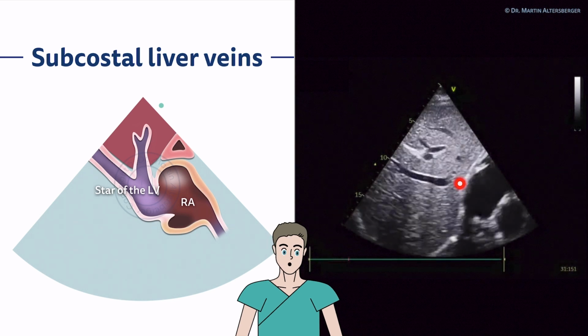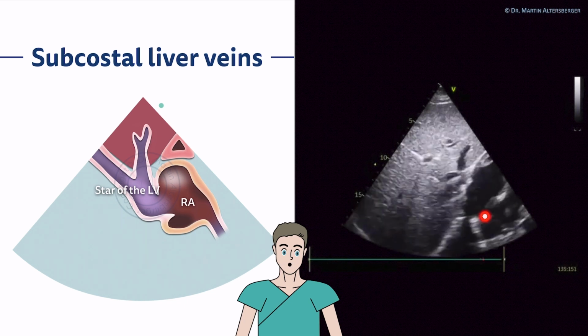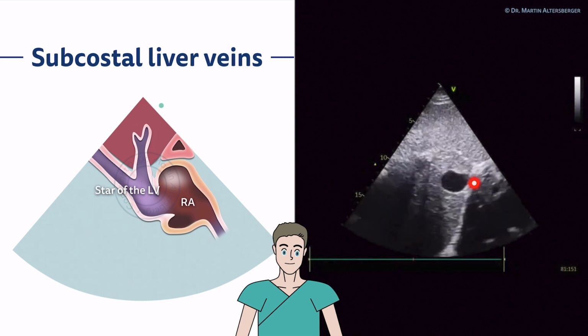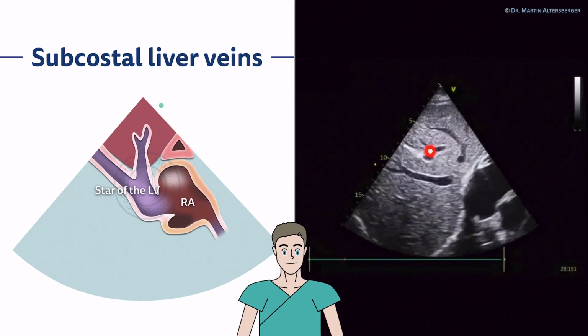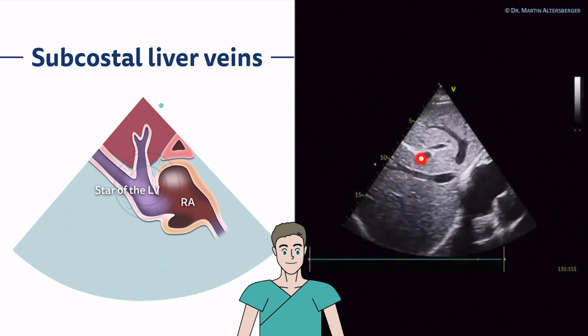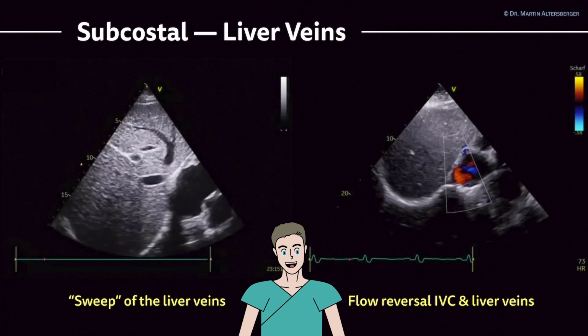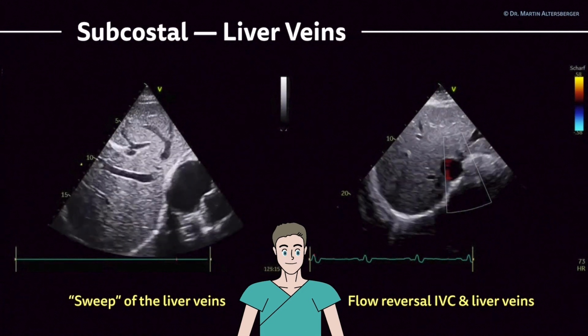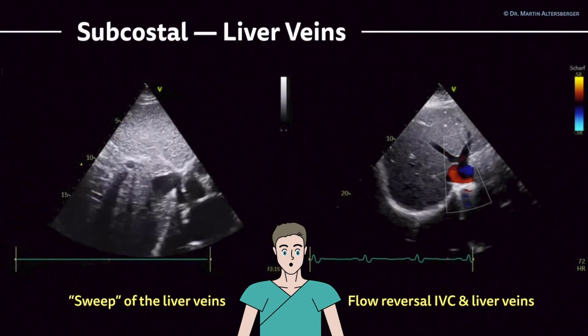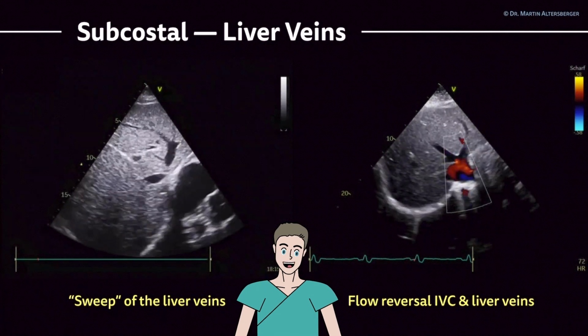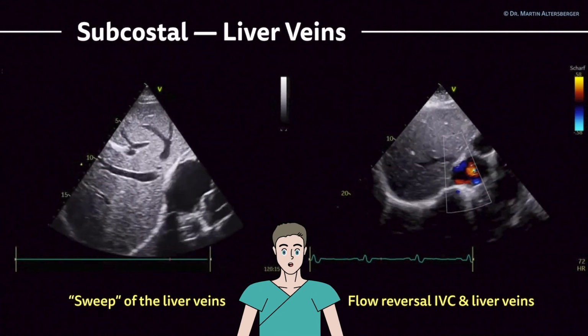So this is the inferior vena cava entering the right atrium. This is the interatrial septum, and then you have the liver veins here. Don't confuse this with a vein. This is actually the portal venous system. With the liver veins, you can use, of course, the B-mode image and just sweep through the liver veins to see how large they are, if they are small, normal in size.